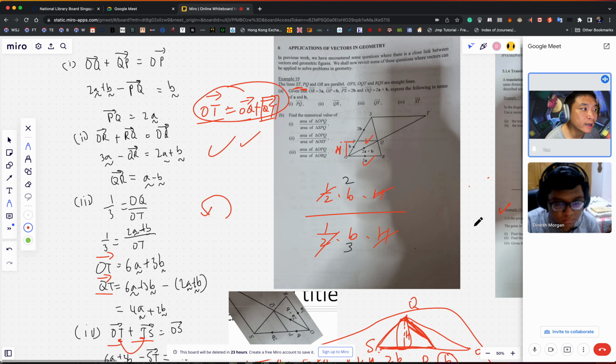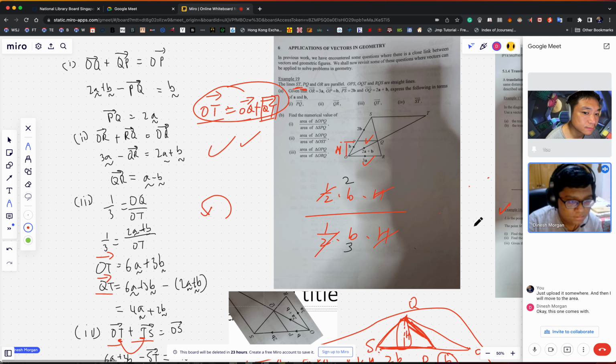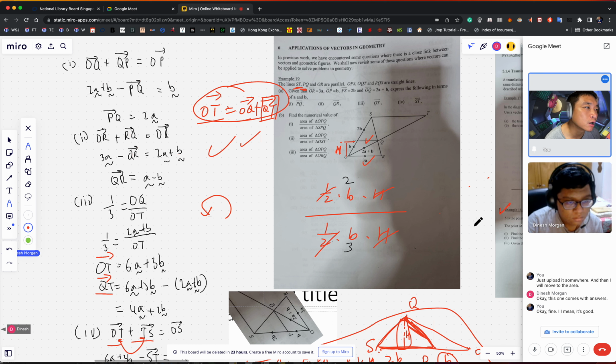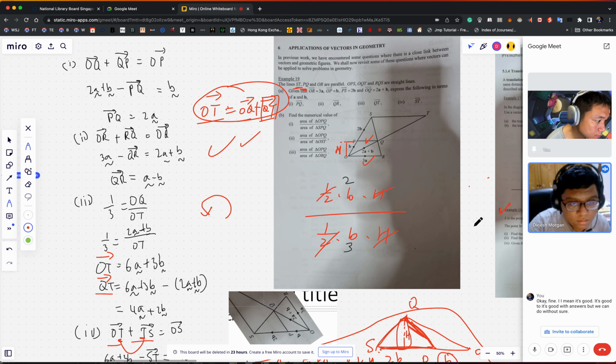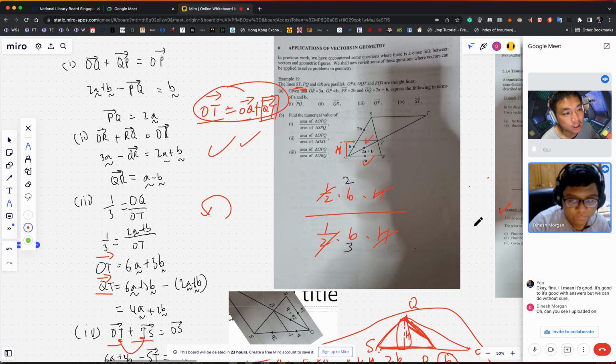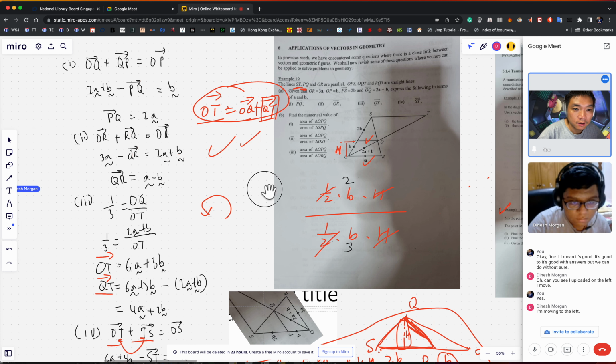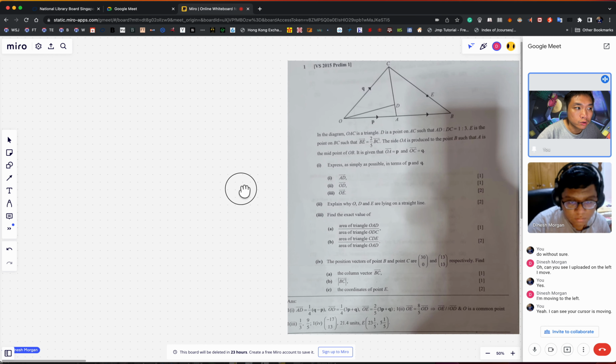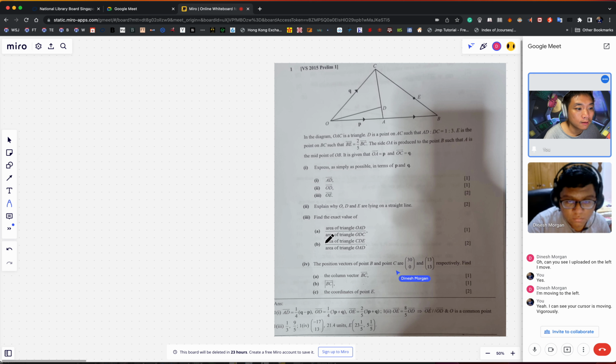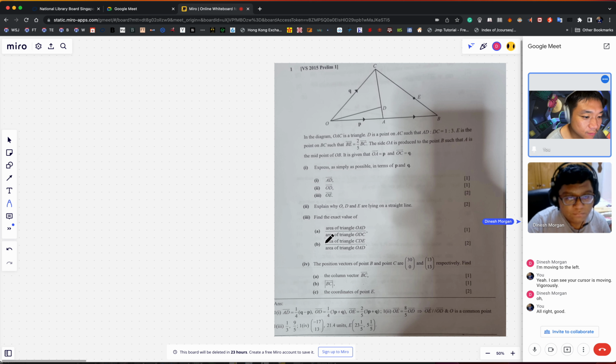Just upload it somewhere and then I will move to that area. This one comes with answers. Okay, fine. It's good with answers, but we can do without as well. Can you see? I uploaded on the left. Yes, I can see your cursor moving vigorously. All right, good.